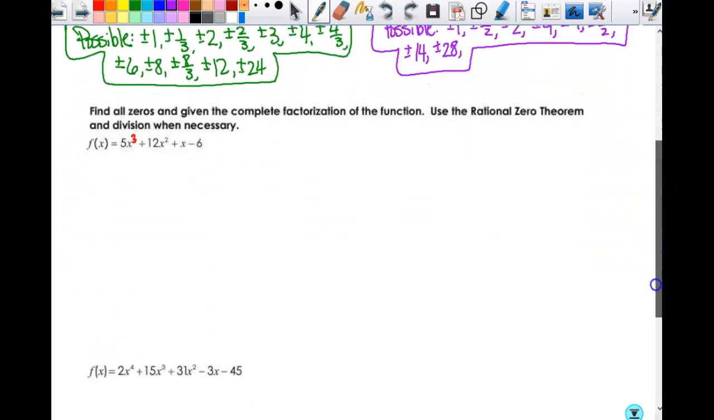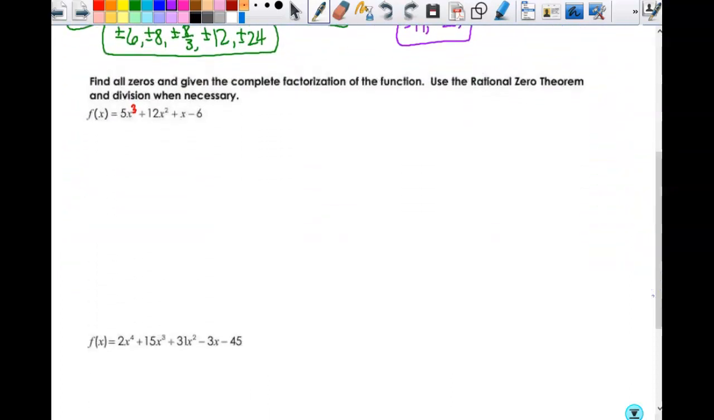So let's look at this next one. It says find all zeros and give the complete factorization of the function. Use the rational zero theorem and division when necessary. If I could factor this thing right now, I would factor it and not worry about testing anything. I'd still list my zeros because I think it says to do that, but I can't.